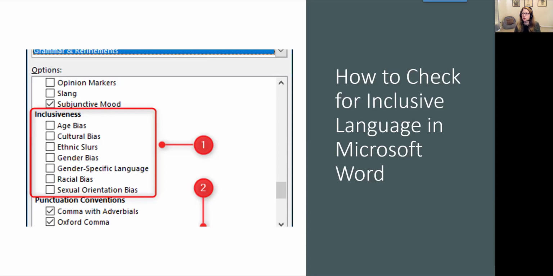But the Microsoft Word editor, which you can get as a browser plugin, as well as built into Microsoft Word, has this inclusive language checker. It's not on by default. You have to go turn it on, but it looks for age bias and ethnic slurs and gender bias and gender specific language. So if you wrote postman, it would identify that as gender specific language and suggest the change to postal carrier, things like that. So it's very helpful to double check and make sure that you've used inclusive language in your documents.